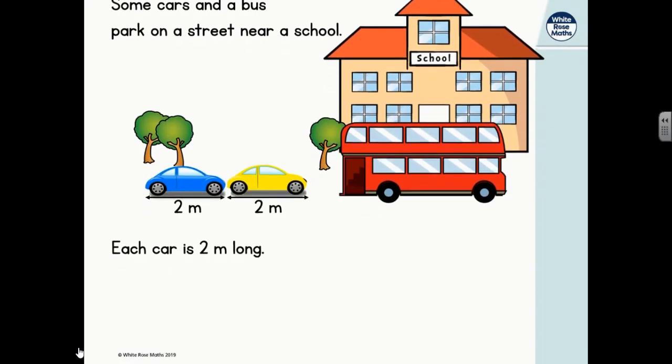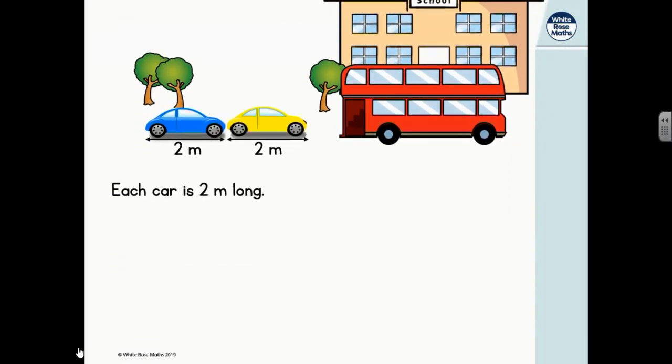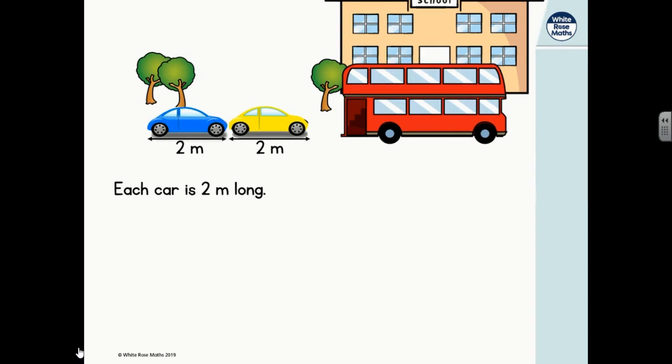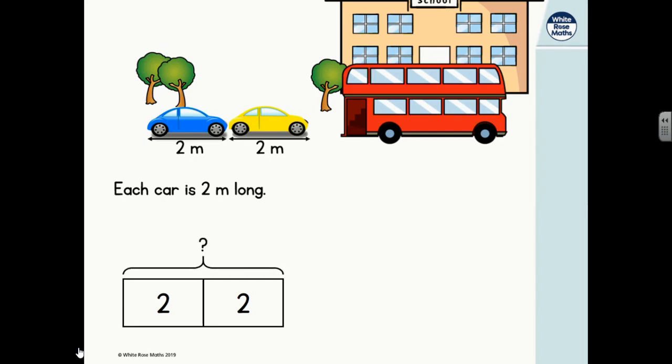I wonder if we can show this in a bar model. 2 and 2. And we want to know what the length is altogether. So we put our brace on the top, and there's our question mark, because that's what we want to find out. Then we do our calculation. 2 and 2 is equal to 4. Or we've got 2 lots of 2, haven't we? 2 groups of 2. So we can have 2 times 2 is 4. Either way, our answer's 4.